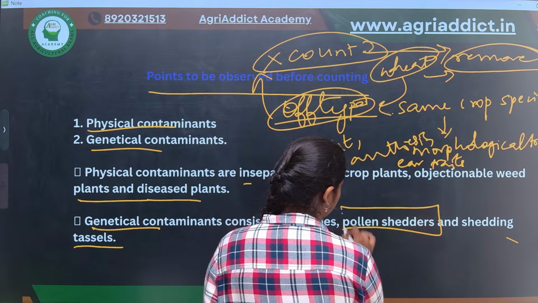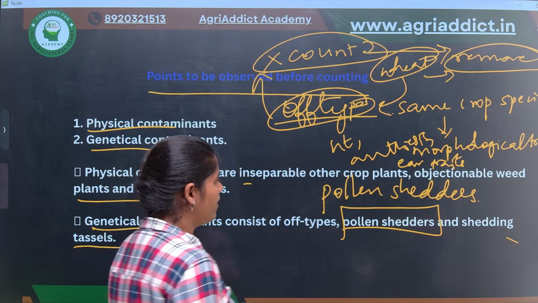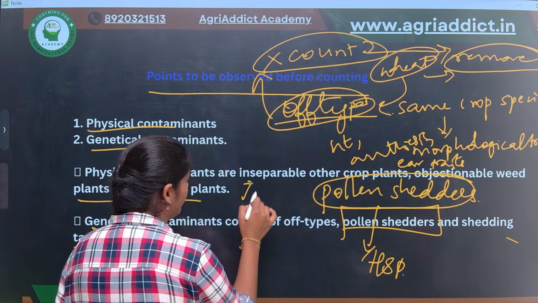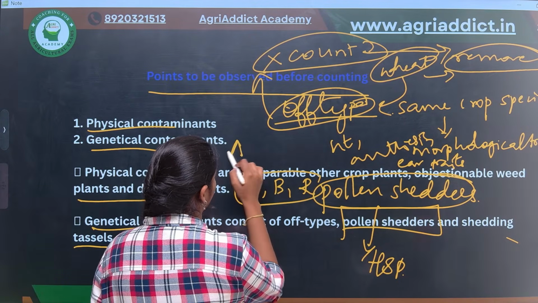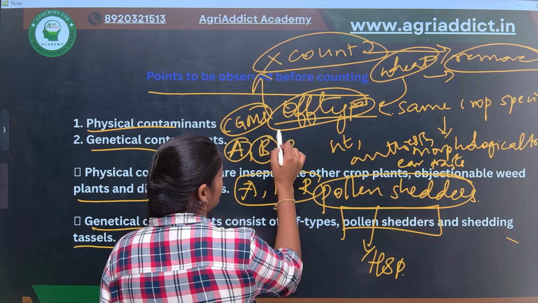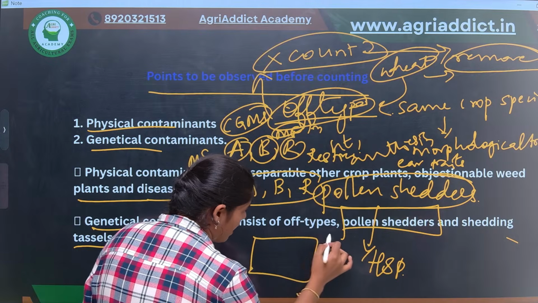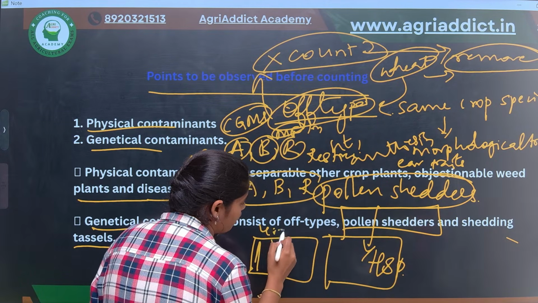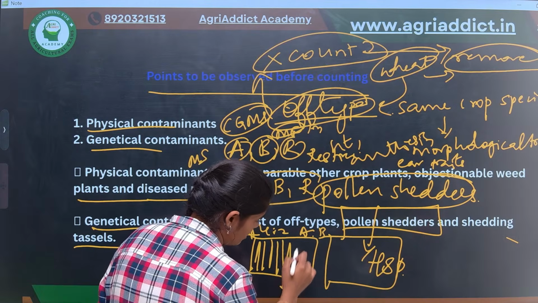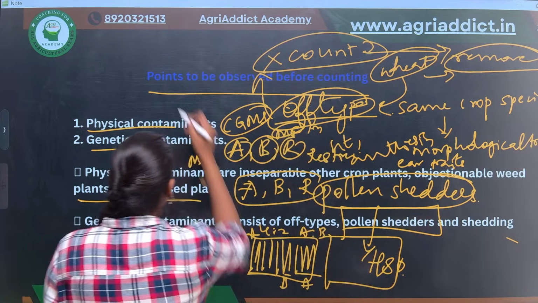The same way, the pollen shedders. What is pollen shedders? The concept comes in hybrid seed production. In hybrid seed production, we have A lines, B lines, R lines, three lines will be there. In CGMS, A line is male sterile line, B line is male fertile or maintainer line, R is restorer line. We will be having different blocks, for example, 4:2 ratio, that is A and B lines. 4 lines will be A, then 2 lines will be B, then again 4 lines will be A.